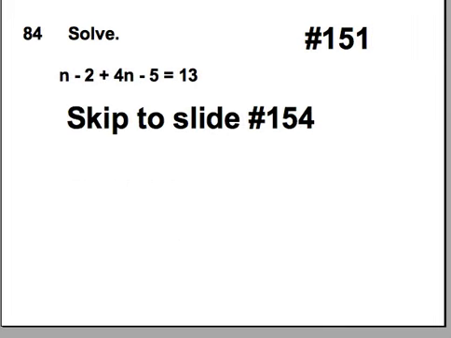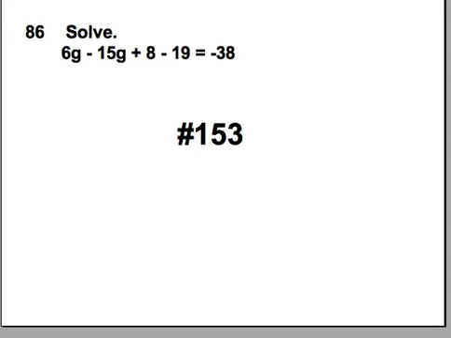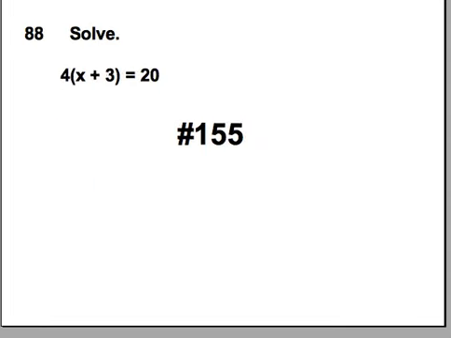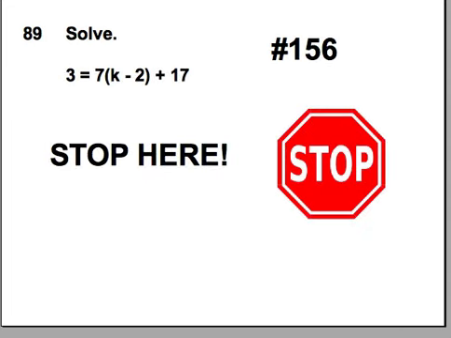Once your snowman is done, you're going to skip through 151, 152, 153, and then you're going to start again on slide 154. Pause the video and work out distributing. So you're going to distribute 154, 155, and 156.